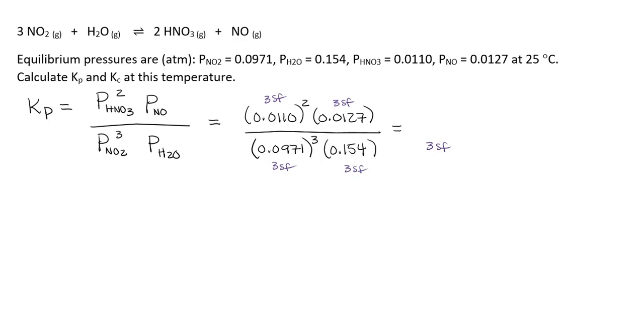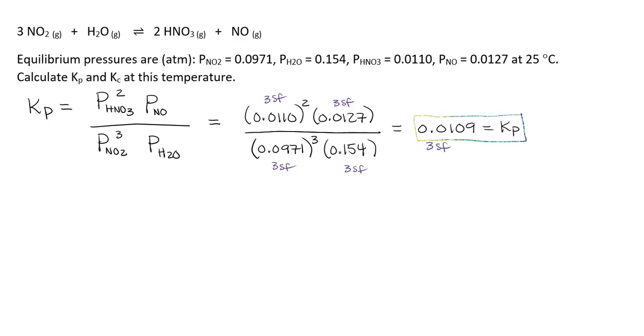Doing the math, we have 0.0110 squared times 0.0127 divided by parentheses 0.0971 cubed times 0.154, close out the parentheses. Rounding to 3 sig figs, we get 0.0109, and that's Kp.